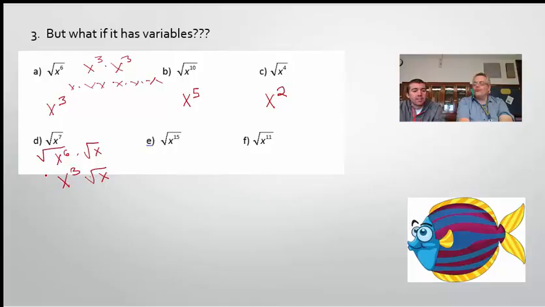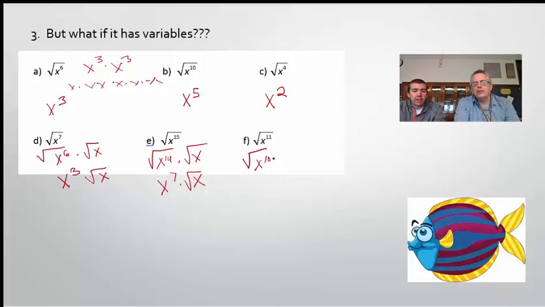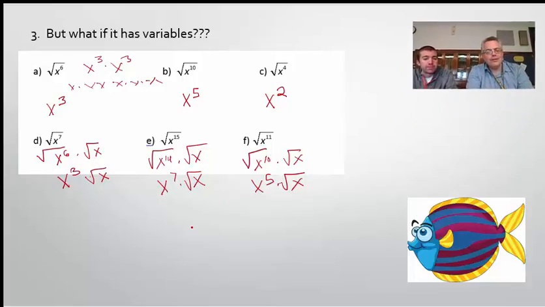I just heard a bunch of people go, oh, what? That's okay. Once you get the hang of it, variables are actually easier than the numbers to do. This one's odd, so we're going to break it up into 14 and 1. Square root of x to the 14th times square root of x, so x to the 7th times square root of x. 11 is going to be the same thing: square root of x to the 10th times square root of x, so x to the 5th times square root of x. That was it for how to handle variables. We'll go over that some more in class, but you just saw everything for the variables.